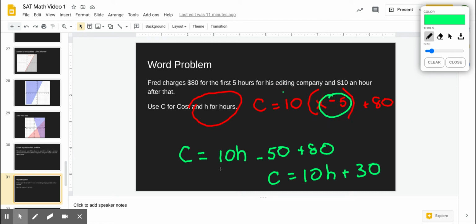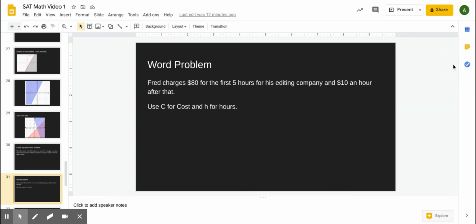If you want to test this, well, for the first hour, it's going to be 10 times 1, which is 10. 10 plus 30 is 40, so he's getting 40 for the first hour. And for the 5 hours, it should be 80. So 10 times 5 is 50, and 50 plus 30 is 80. So we know this works. And if we want to know what he would make in 6 hours, you just plug in 6 for H and stuff like that. Okay. Moving on.